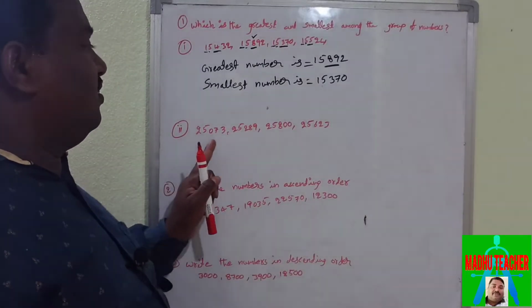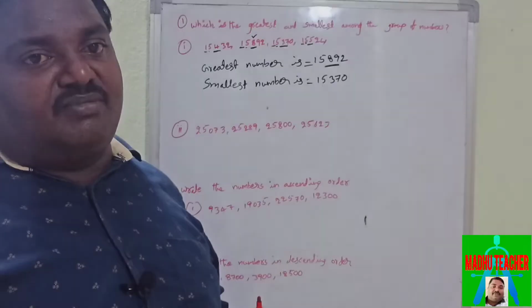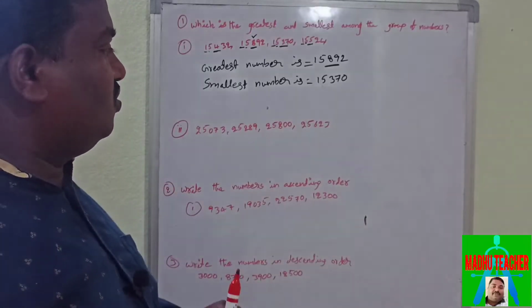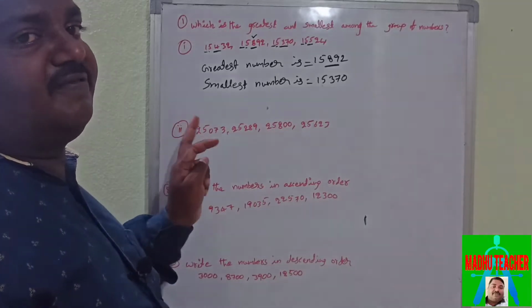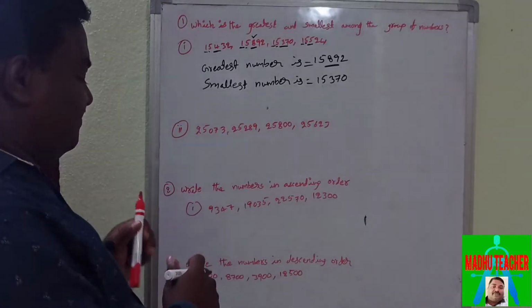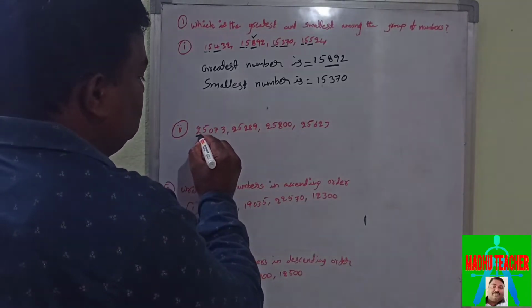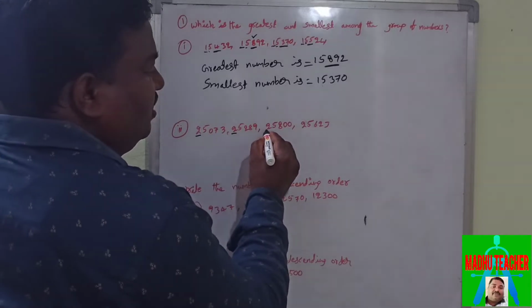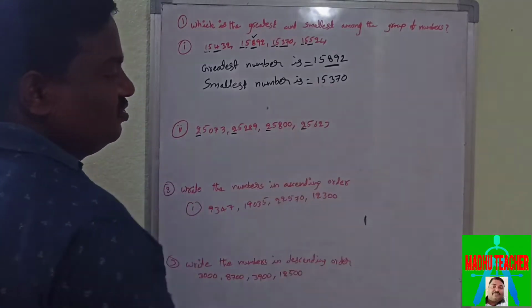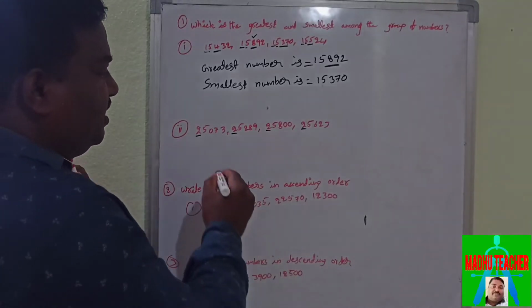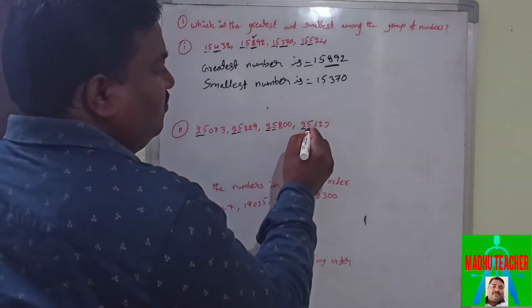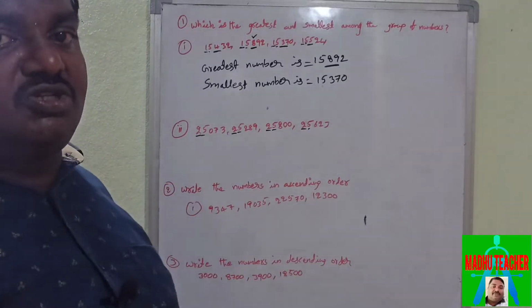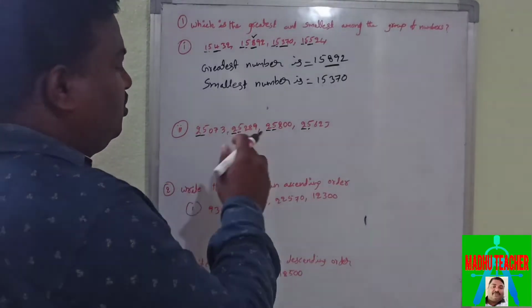So if all the numbers have the same number of digits, we have to see the first number from left. So what is the first number from left? It is 2. It is also 2. It is also 2. It is also 2. Second digit: 5, 5, 5, 5. This is also the same. Then go to the third digit.